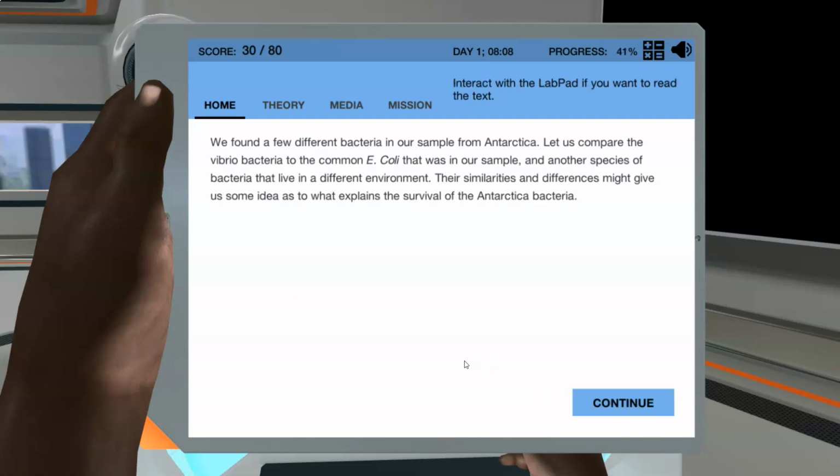We found a few different bacteria in our sample from Antarctica. Let us compare the Vibrio bacteria to the common E. coli that was in our sample, and another species of bacteria that live in a different environment. Their similarities and differences might give us some idea as to what explains the survival of the Antarctica bacteria.